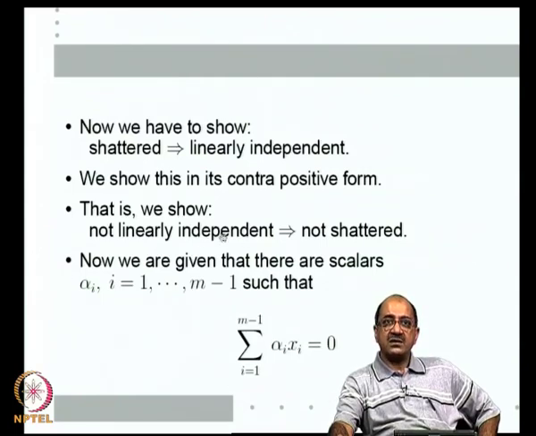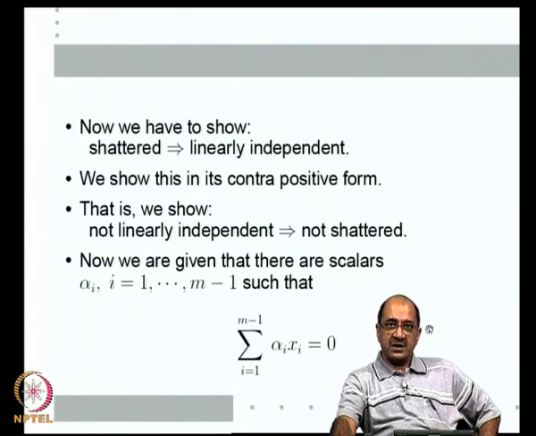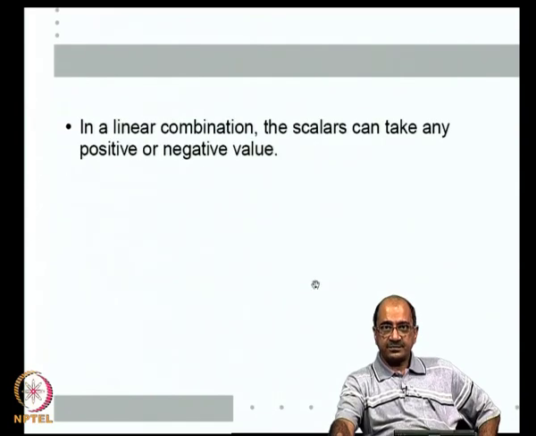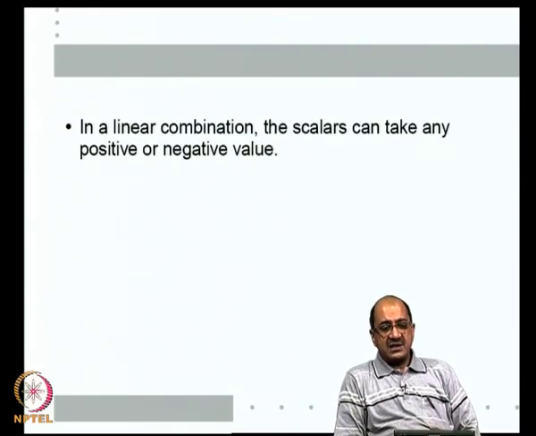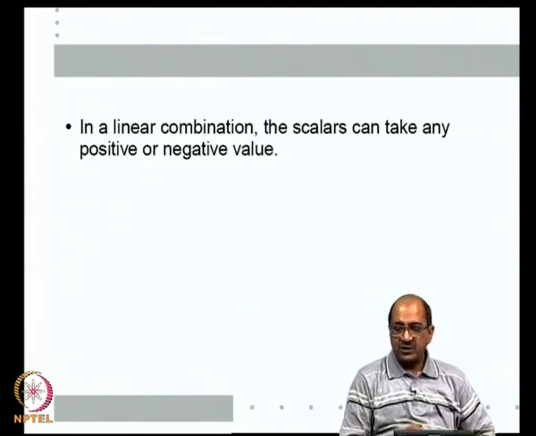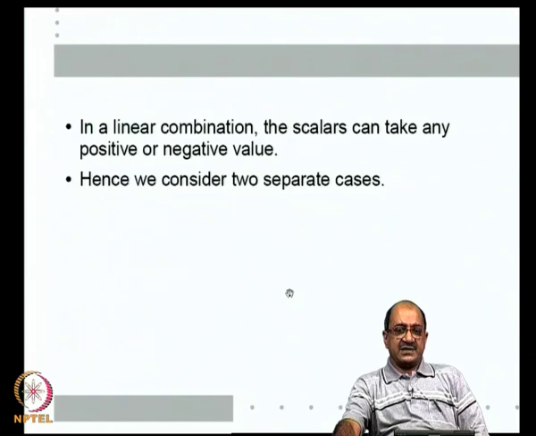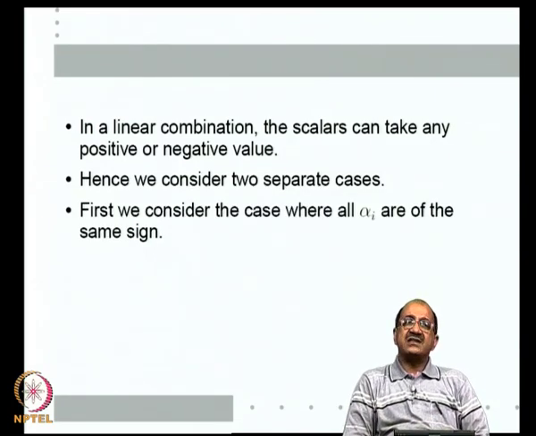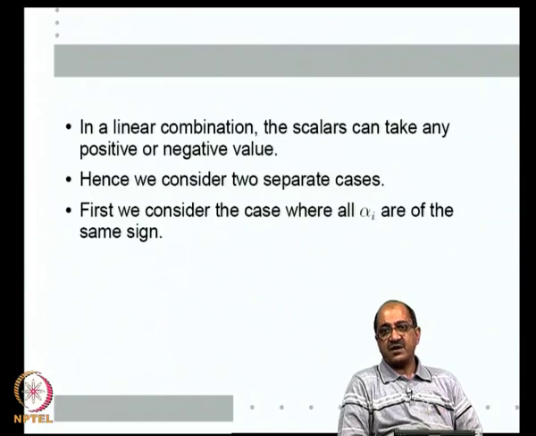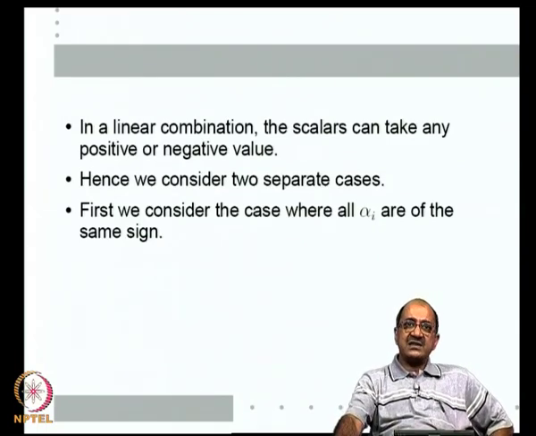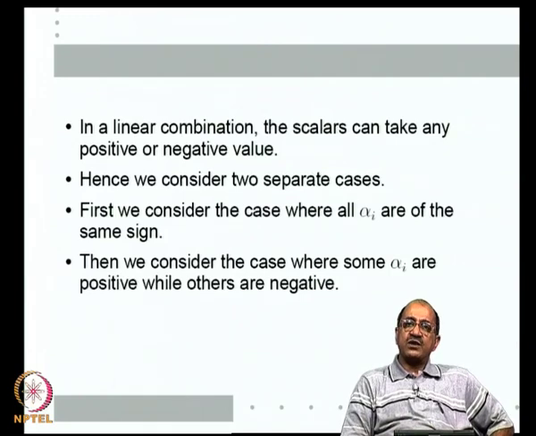All that not linearly independent means is that there is one linear combination of xi that will sum to 0. Okay? We are given that there exist alpha i such that summation i equal to 1 to m minus 1 alpha i xi is equal to 0. So, in a linear combination, let us remember that the scalars can take any positive or negative values. Firstly, they can be positive or negative, and there is no restriction such as they have to sum to 1 or anything. So, we will consider two separate cases. In the first case, where the alpha i's are the same sign, that is the simplest case, and that will also give us some idea of the proof for the general case. And then we consider the general case where they can be both positive as well as negative alpha.